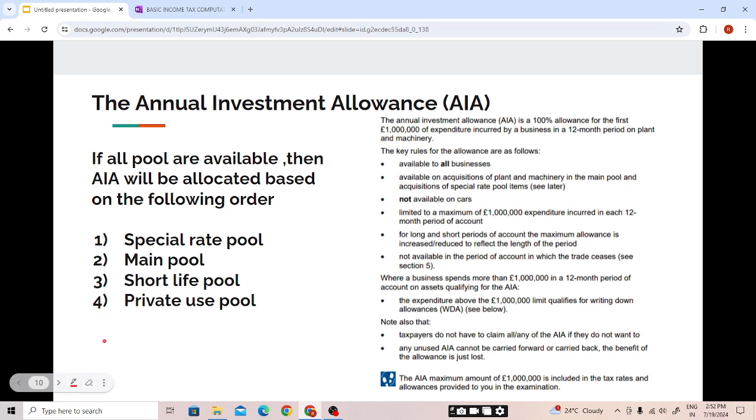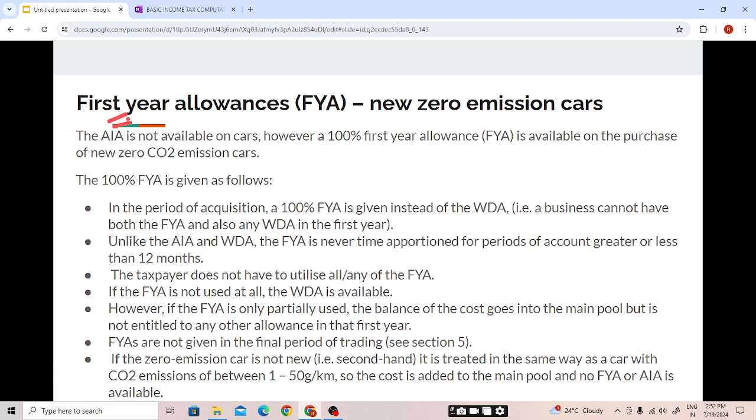So now students, we will be seeing the FIA, first year allowances. Students, this first year allowance is only provided to new zero emission cars. As we have seen, under the main pool, second hand cars with zero CO2 emission qualify, but new cars with zero CO2 emission will qualify for first year allowances. The AIA is not available on cars. However, a 100% first year allowance is available on the purchase of new zero CO2 emission cars.